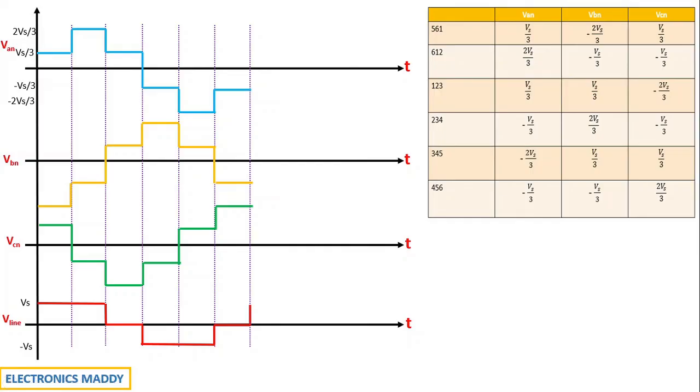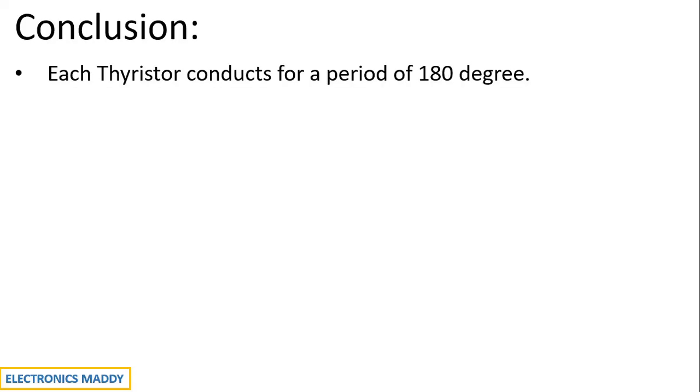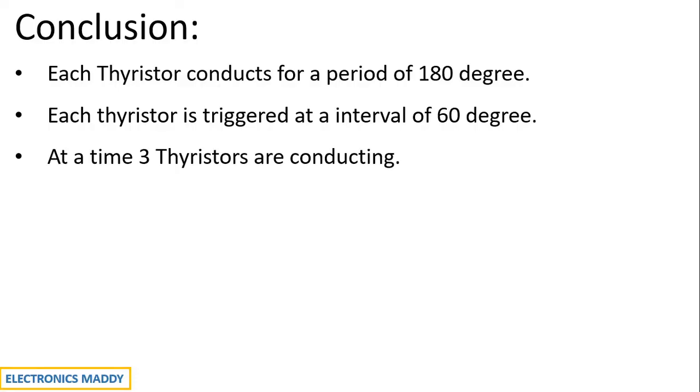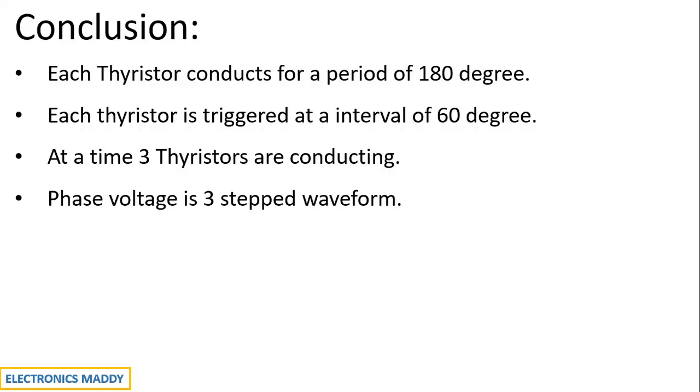What is the conclusion as a whole is very, very important. If you are writing this in an examination, you need to remember some important points. As a whole, what are the inferences that you can draw from this? Each thyristor conducts for a period of 180 degrees. First important observation. Each thyristor is triggered at an interval of 60 degrees. Again, we covered this as well. At a time, 3 thyristors are conducting. We saw that in the conduction sequence. I hope this is also clear.